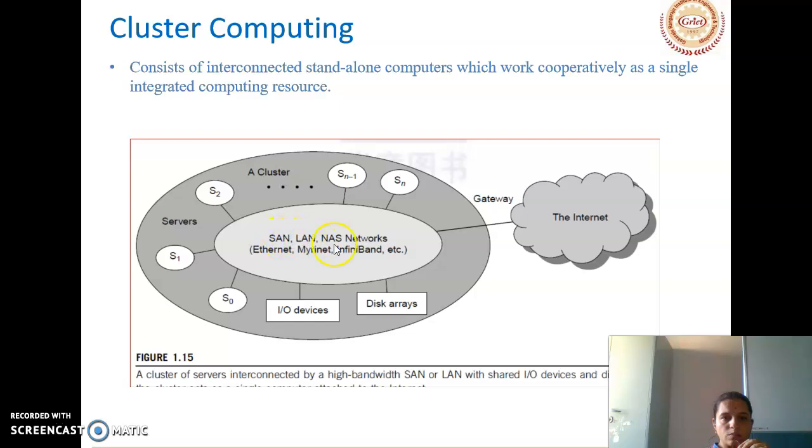Here, different types of network connections are used to connect all the servers. Then each and every node has I/O devices and disk arrays. So this is the gateway. We are saying that this LAN, SAN, WAN goes out to the internet, right? So we are using the gateway also here.